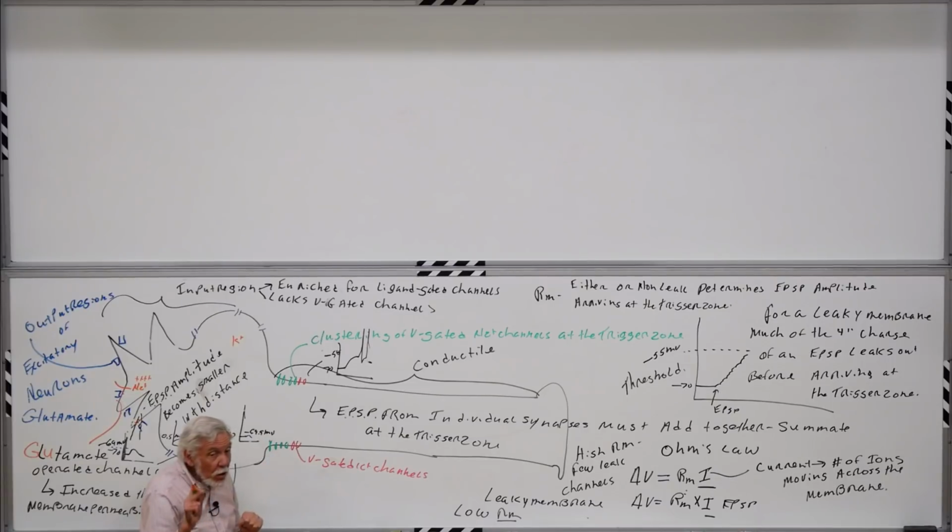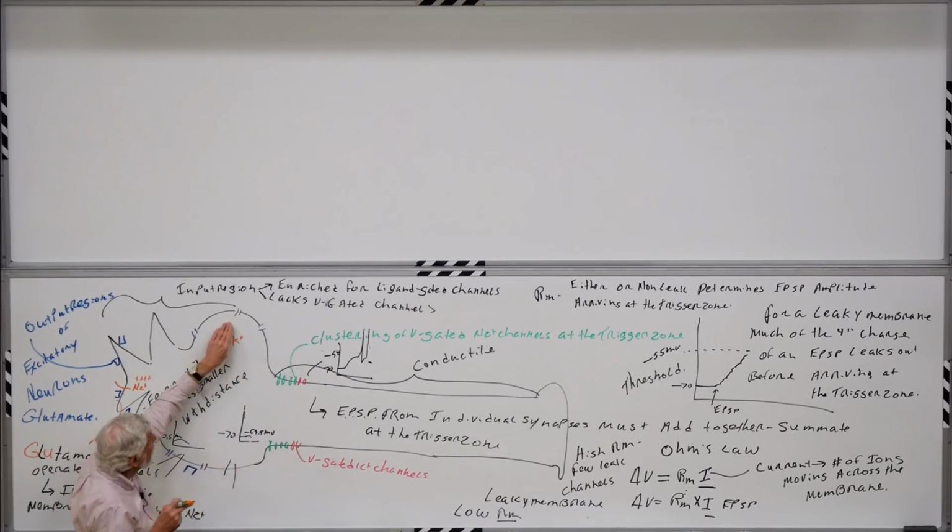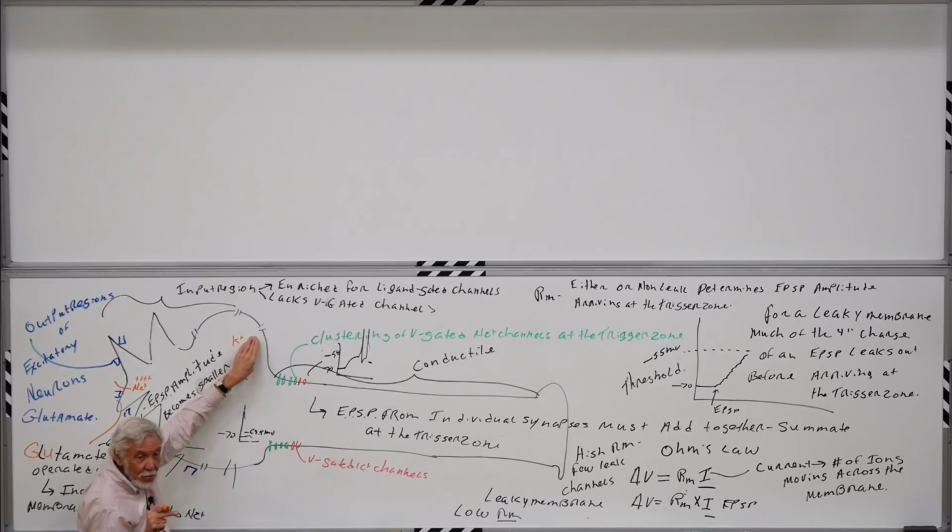But the only ion you have to do that is potassium, because it's the only one that has the right gradient. And to get the potassium to move, you need a potassium channel. And in this particular case, we're using the passive leak channels of the potassium.